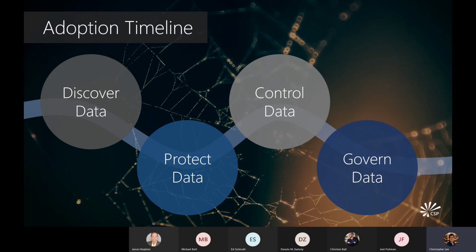Controlling data is taking this a step further. It's not just protecting what you have, but it's starting to use other capabilities such as data loss prevention. Even though the data is protected, we still want to control where it goes, how it's shared, who it's being shared with. And then finally, governing your data. What's your retention? What's your records management strategy? How long are you going to keep certain files for? So this is our big picture of what a data protection strategy looks like and how to get there.